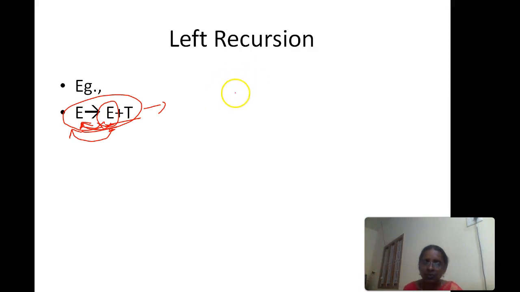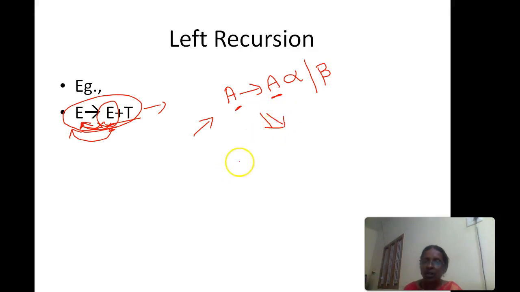Let us take a production A implies A alpha and A implies beta, right? If there is a production like this in your grammar, then it will be left recursive because here A, the leftmost symbol of the body of the production, is the same as the head of the production. So how can we eliminate this left recursion?